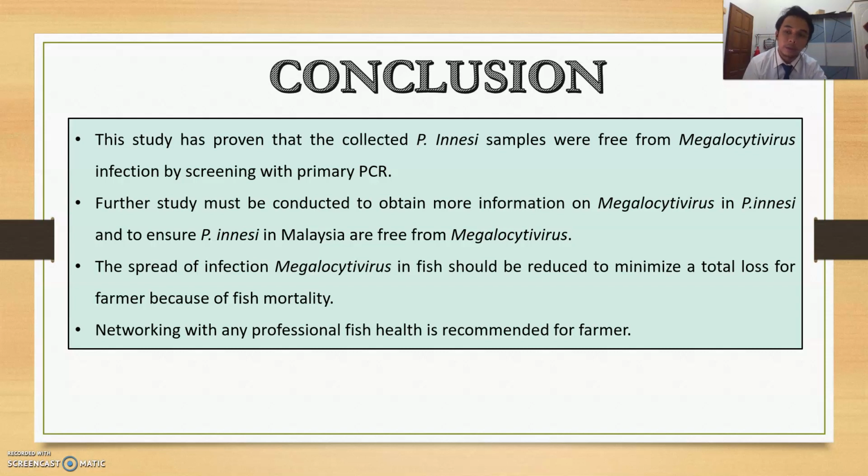from Megalocytivirus infection by screening with primary PCR. Further study must be conducted to obtain more information on Megalocytivirus in neon tetra to ensure neon tetra in Malaysia are free from Megalocytivirus. The spread of Megalocytivirus infection in fish should be reduced to minimize total loss for farmers because of fish mortality. Networking with professional fish health experts is recommended for farmers.